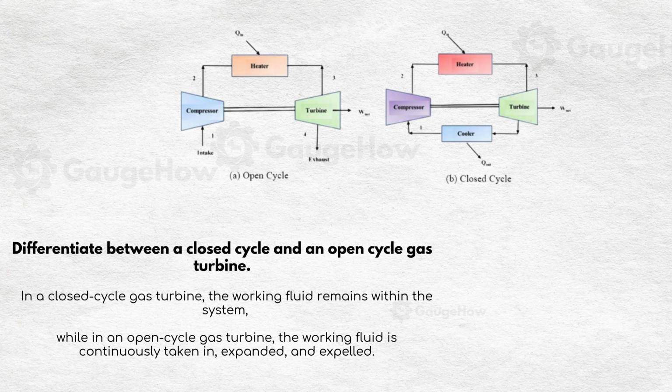Now our next question is, differentiate between a closed cycle and an open cycle gas turbine. In a closed cycle gas turbine, the working fluid remains within the system, while in an open cycle gas turbine, the working fluid is continuously taken in, expanded, and expelled.